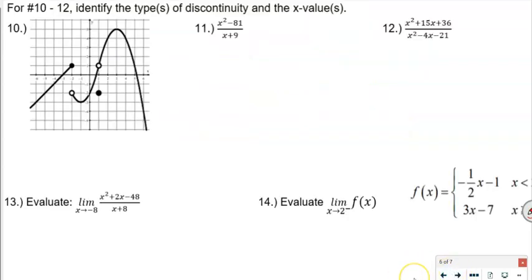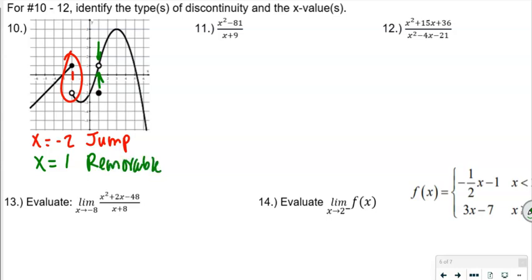All right, so our next one says identify the types of discontinuity and the x values. So for number 10, and actually 10 through 12. So here we've got a graph, right? So notice here we have a jump at, what is this value right here? X equals negative 2, so that's a jump discontinuity, right? Then we have another one right here, right? And this is removable, right? So this is going to be x equals 1, and this one's removable.